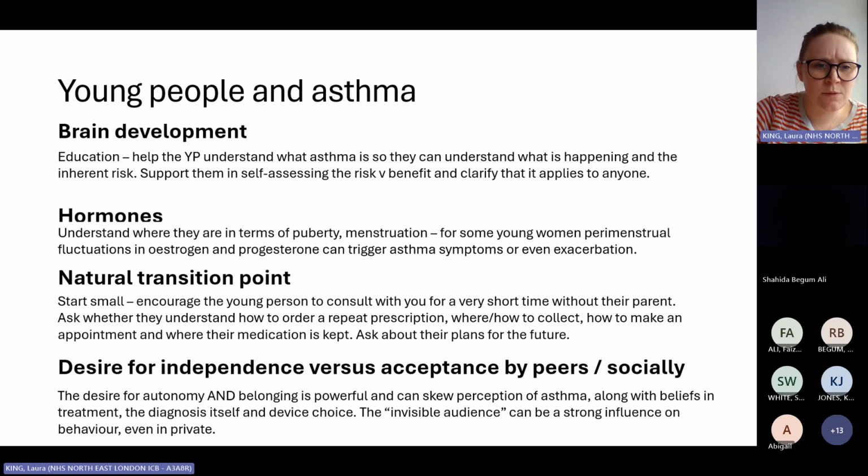And then last but not least, we've got the desire for independence. So anyone that knows any teenagers or works with teenagers, the desire for autonomy and belonging is incredibly powerful, and it can skew the perception of asthma, beliefs in treatment, diagnosis itself, of course, and device choice for sure.